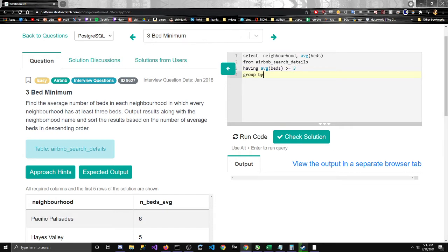And the group by one. Actually, we'll need group by before having. If it's where, then it's after. If it's having, then it's before. Okay, and then we'll do order by. We'll need order by two in descending order.